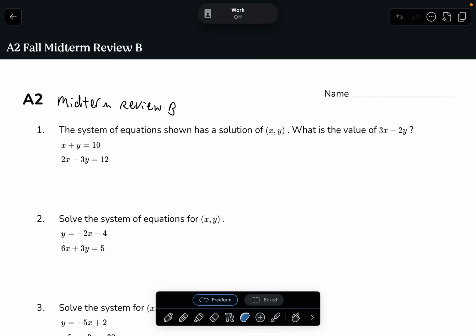Good morning, class. This is Mr. Eggleston, and this is Algebra 2 Midterm Review Part B. This is Unit 2, because your midterm is on Unit 1 and Unit 2. So this is about solving systems.